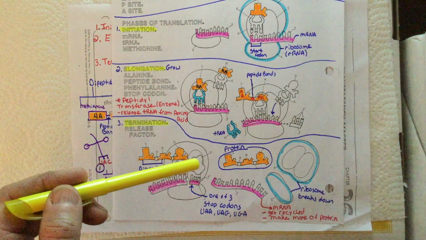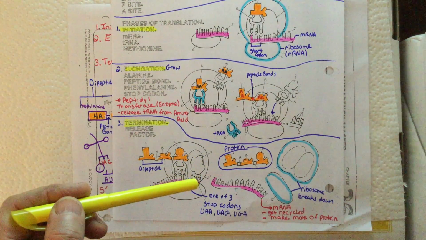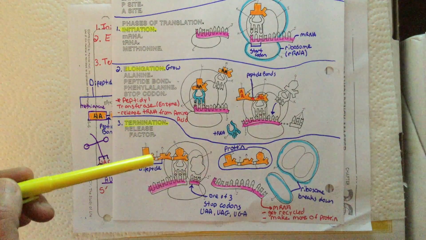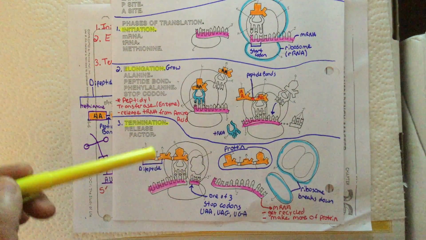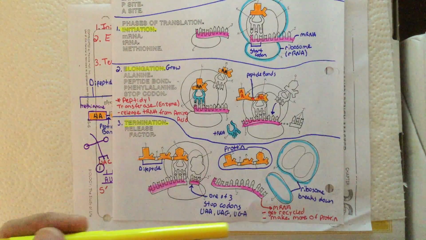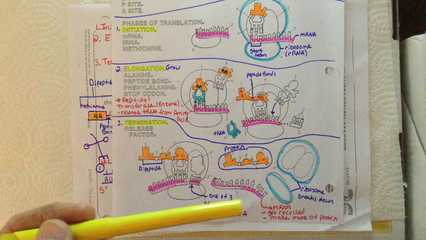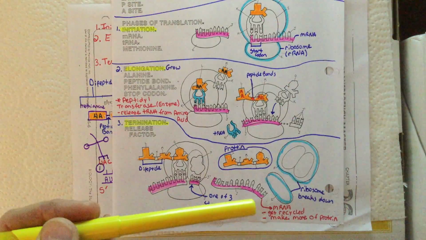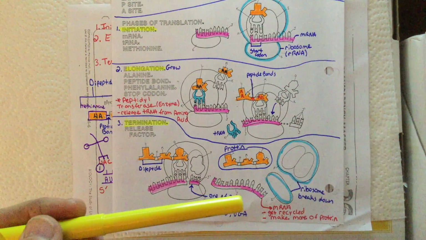There is no transfer RNA for that particular codon. It just says, okay, that's stopping. Let's end it. My amino acids break off, which is now known as a protein. My ribosome can either break down or he'll find another messenger RNA strand. And my messenger RNA can get recycled. It can make more protein, or it can get broken down along the way.